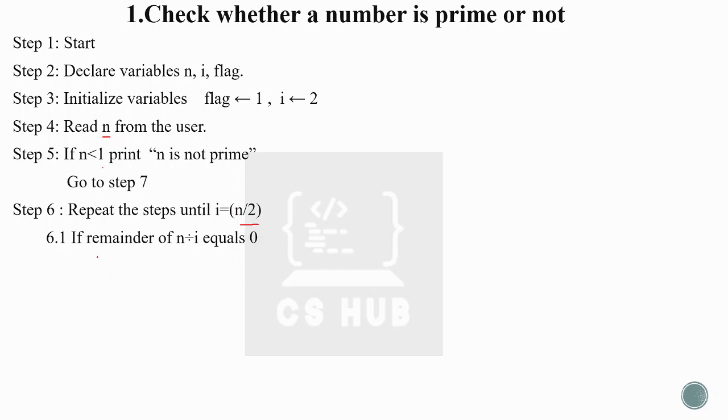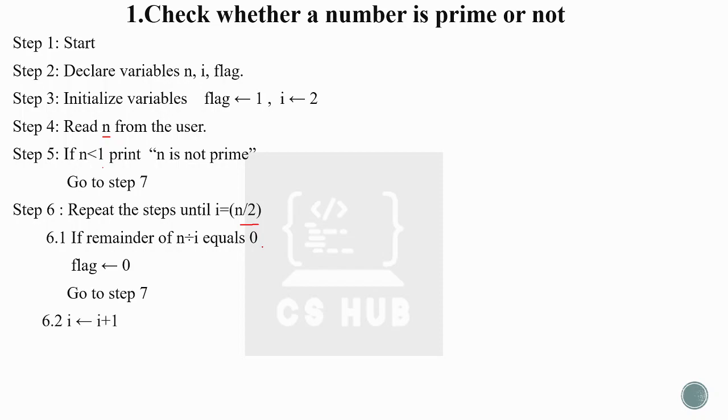First step is, if the remainder of n divided by i equals 0, which means simply n percentage i equal to 0. That is, when n is divided by i, is there any remainder or not? If there is no remainder, then n percentage i equals 0. In that case, we can say that the number is not prime. So we set a flag. Flag is set to 0, and we go to step 7. In step 7, we check flag and print whether it is prime or not. We will see it later.